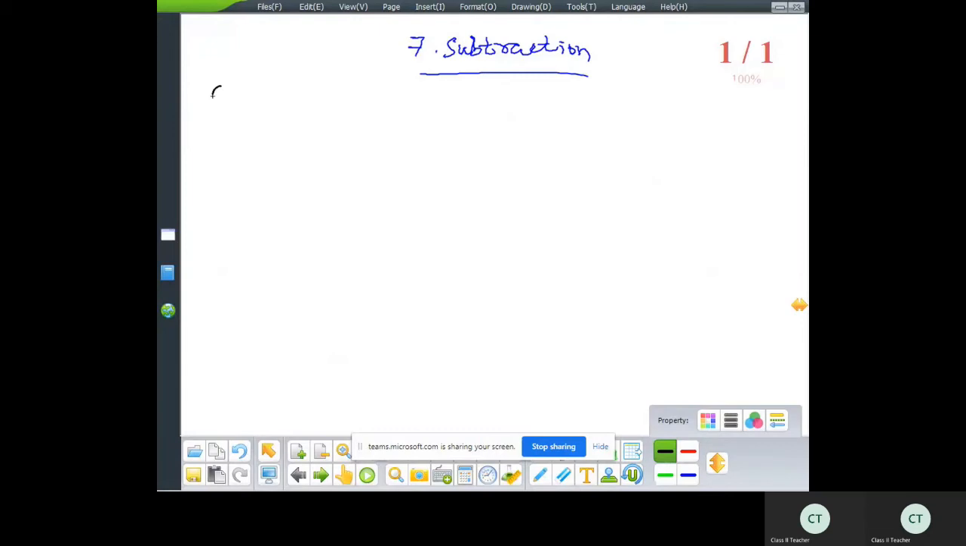Now question 6. 70 minus 50. Write the place values, ones and tens. Subtracting on ones. The digits from the ones place are 0 and 0. 0 minus 0: subtraction of the same digit, we get 0. Now subtracting on tens.